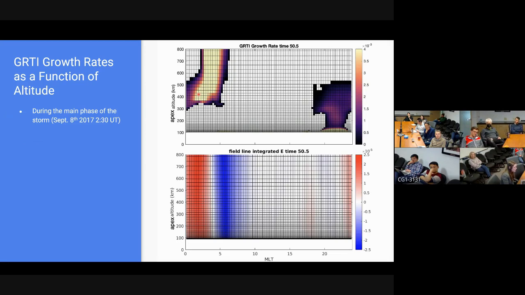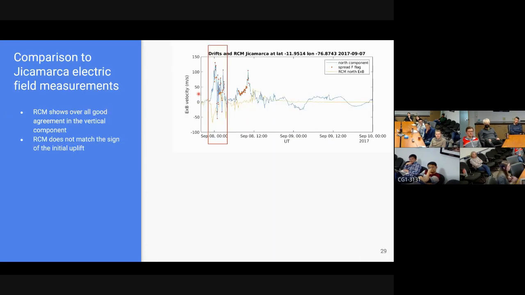Okay, so far we've seen pretty good agreement, but there is an important issue with these results, which is that when we make a direct comparison between the electric field results from the model and the electric field results from Jicamarca, there's large disagreement. So this is a plot of Jicamarca drifts and the RCM results from the September storm. The RCM results are the yellow, and the Jicamarca results are the blue.